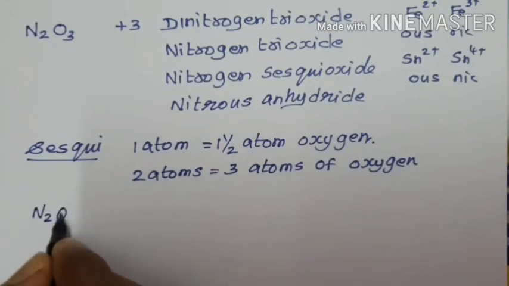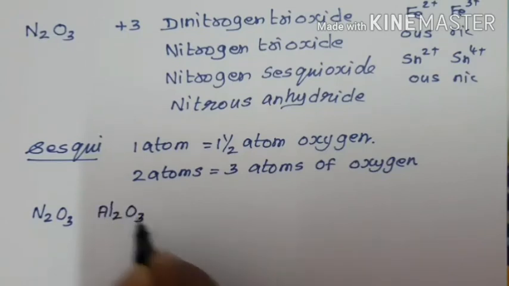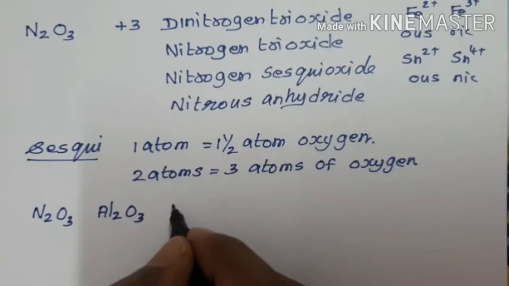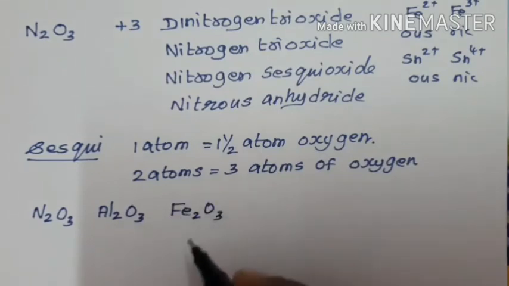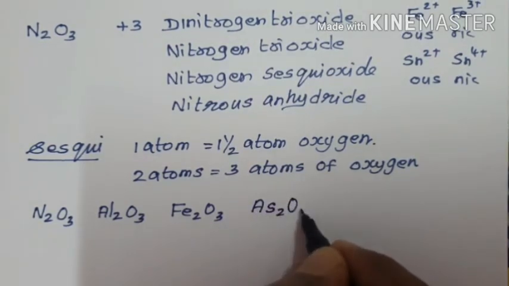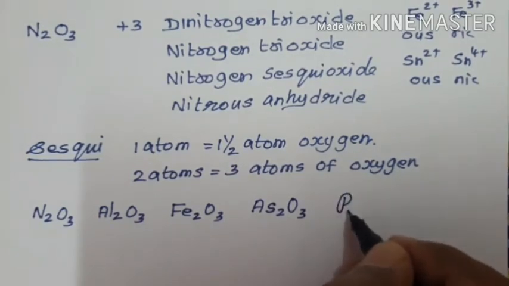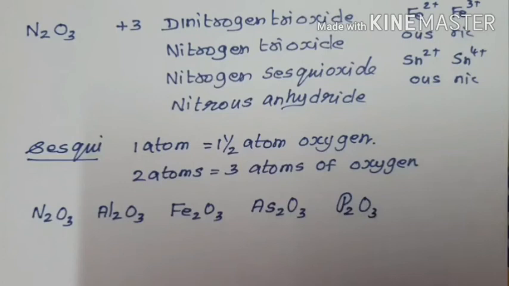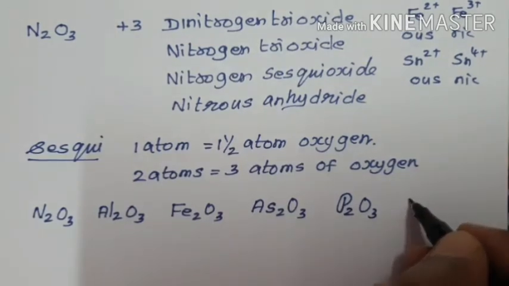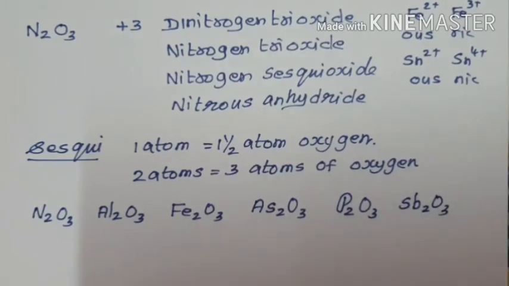N2O3, nitrogen sesquioxide. Alumina, Al2O3, aluminum sesquioxide. Ferric oxide, iron valency 3, sesquioxide. Arsenic oxide, As2O3, sesquioxide. And phosphorus trioxide, P2O3. Antimony oxide, Sb2O3. All these are called sesquioxide.